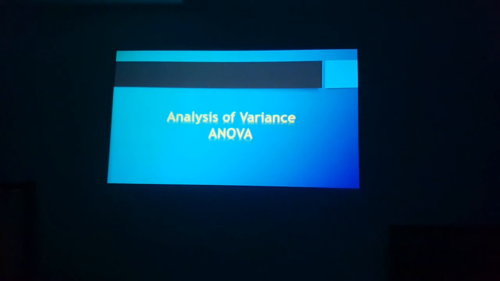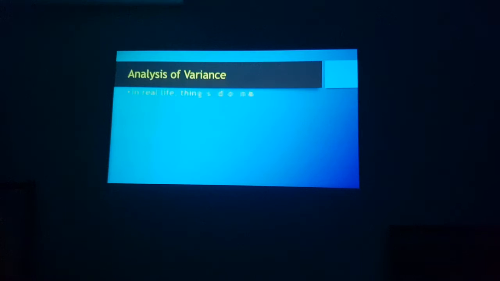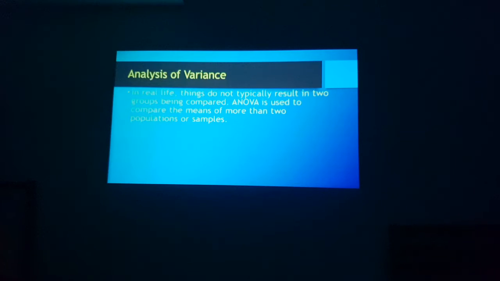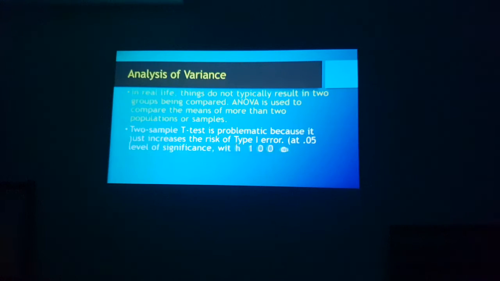Analysis of variance, commonly called ANOVA. In real life, things do not typically result in two groups being compared. It can be more. ANOVA is used to compare the means of more than two populations or samples. Using multiple two-sample t-tests is problematic because it increases the risk of type 1 error.